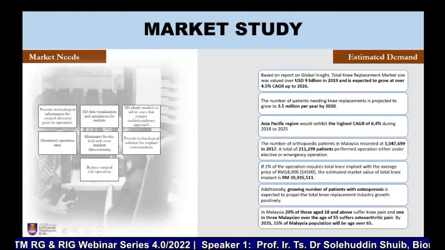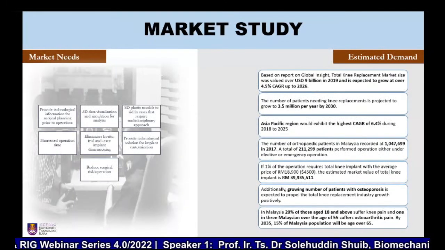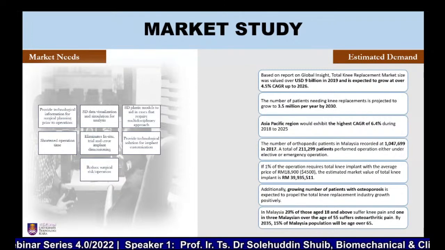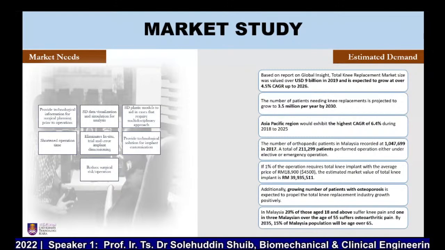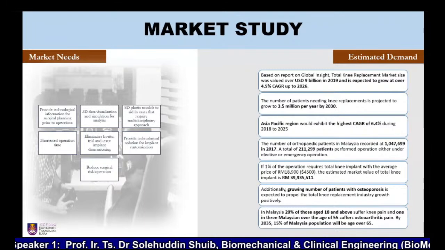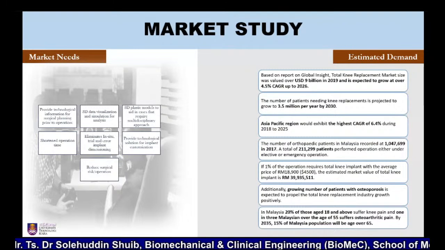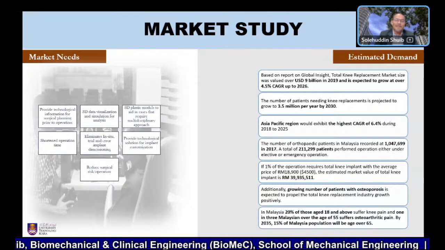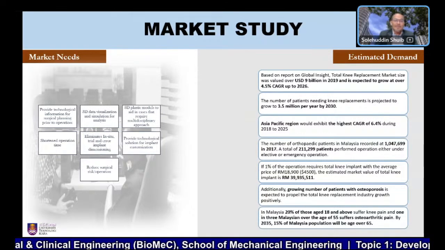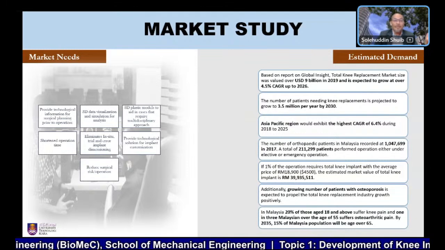Next slide is related to the market study. At least we know a bit about the product that we want to develop, and in terms of the demand, because sometimes when we develop something, the demand is very low. But for this one, when we refer to the number of orthopedic patients in Malaysia recorded, we have about 1 million in 2017. The total of 200,000 patients performed operations under elective or emergency operation.